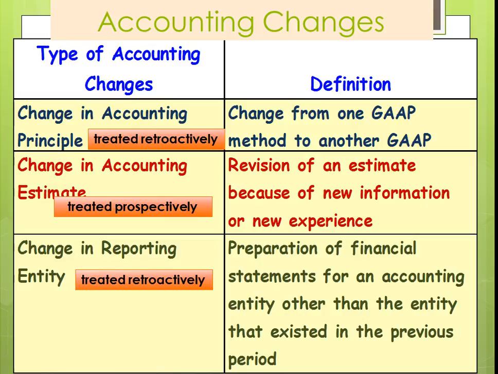Now, the last thing we have here is errors. Errors are always treated retroactively if we find a mistake from a prior period and as an adjustment to beginning retained earnings. That ends Chapter 4.